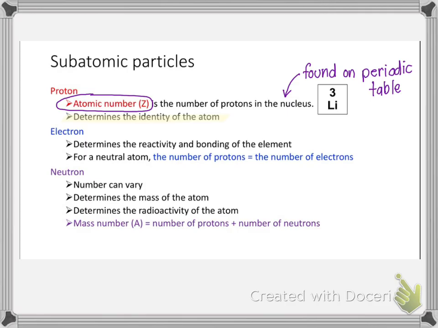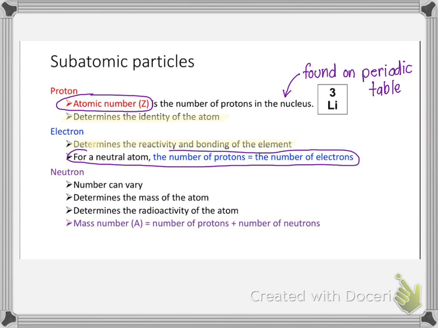Okay, electrons. So here's the electron's job right here. It determines the reactivity and bonding. So the electron's job has to do with what kind of reactions and what kind of bonds the atoms are going to form. Okay, so protons deal with the identity: what atom is it? Electrons deal with what kind of reactions they're going to have and what kind of bonding is going to occur. That's what electrons do.